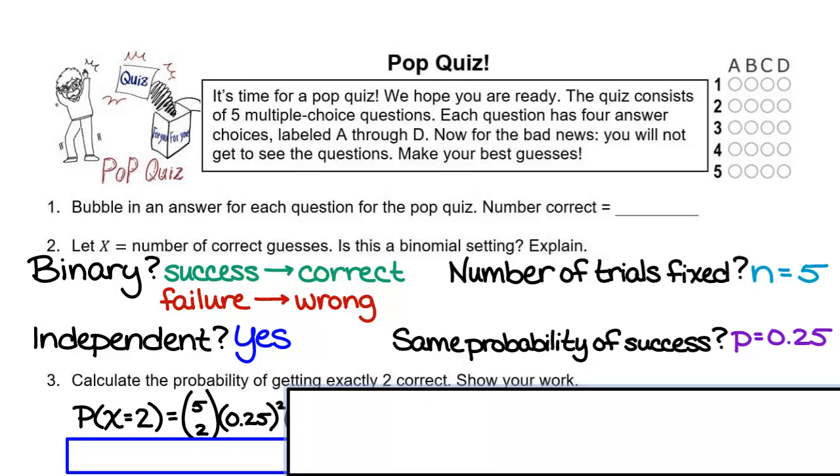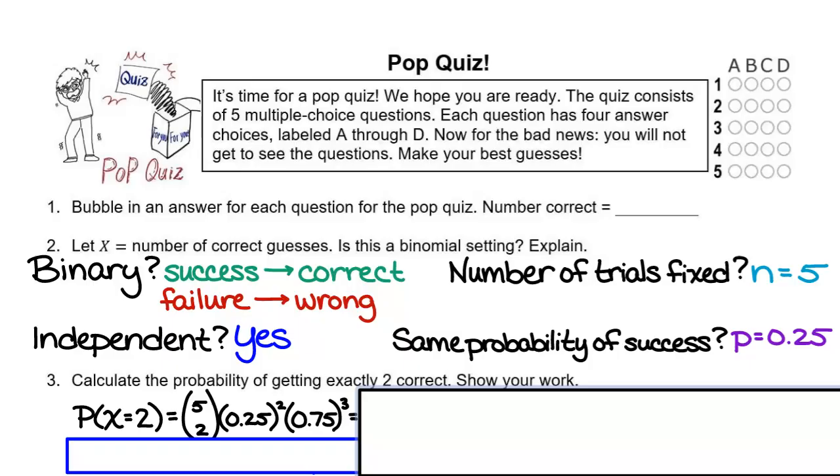Why to the power of 2? That's exactly how many successes we want. Then what do we multiply by? Probability of failure. If I have a 25% chance of success, what's my probability of failure? 0.75 to the power of 3.